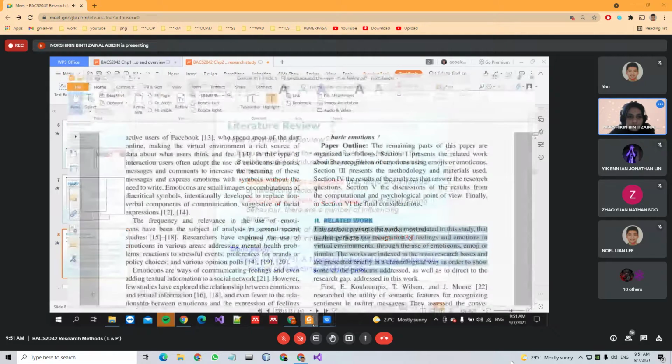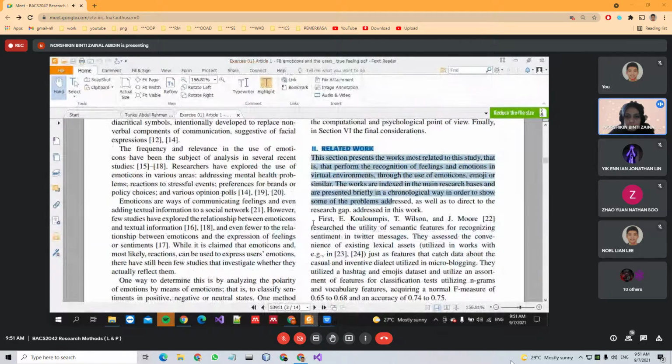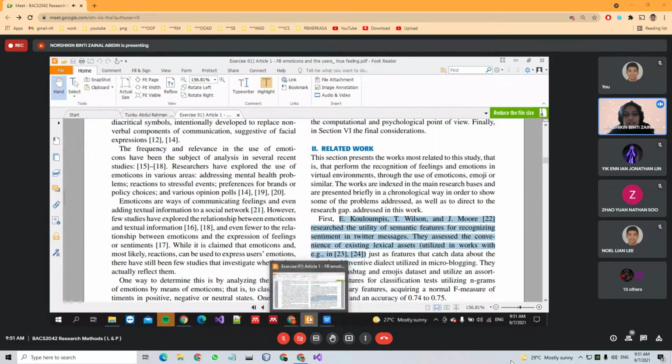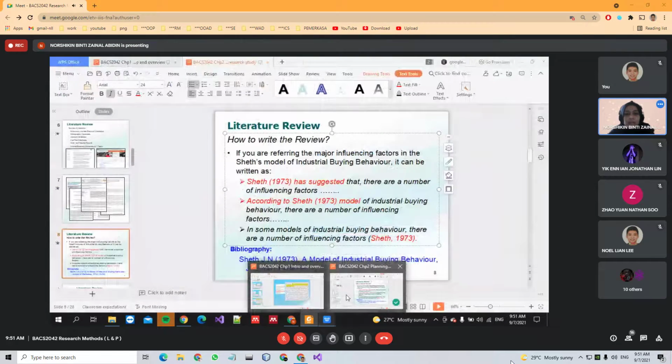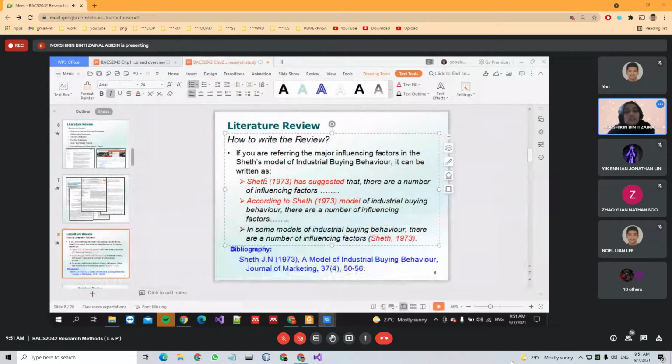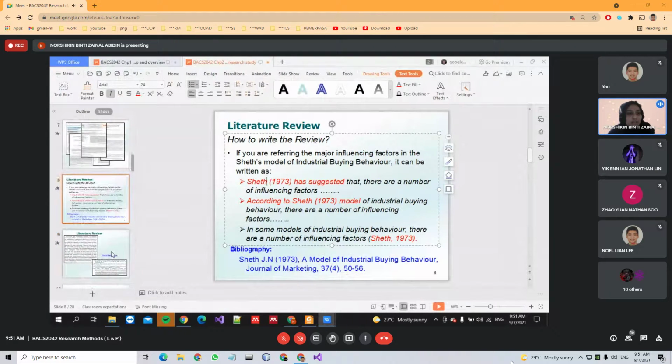In this paper, this is the example of citing. We have different types of format for how to cite others' work. So you can refer to this page, or you need to follow the format for our college. So you need to write LR. That's how you write LR.